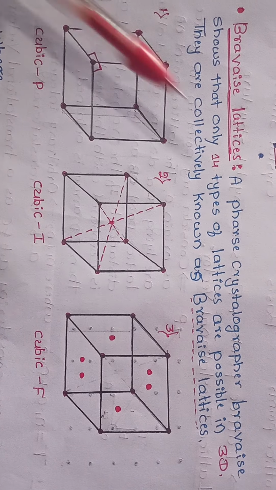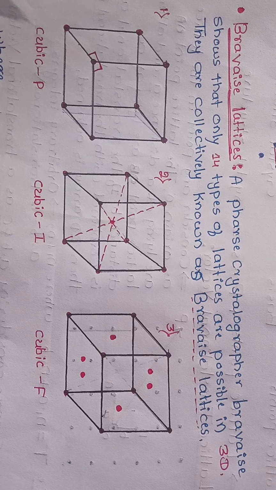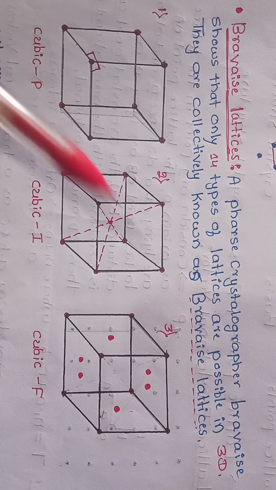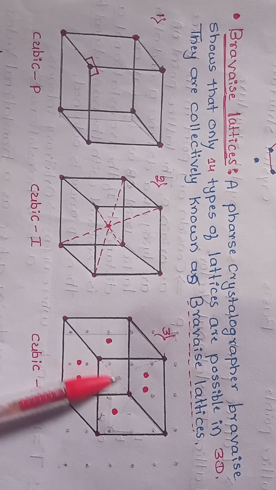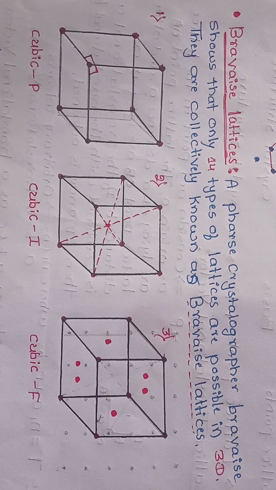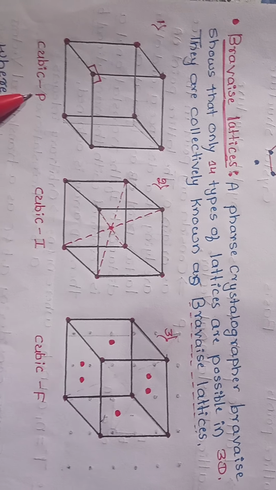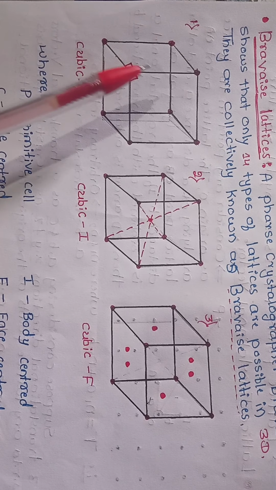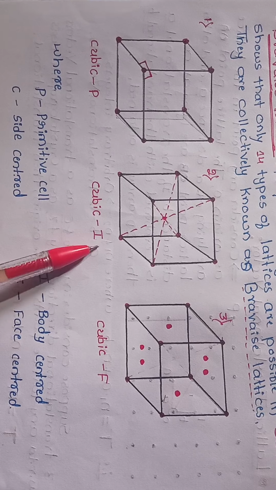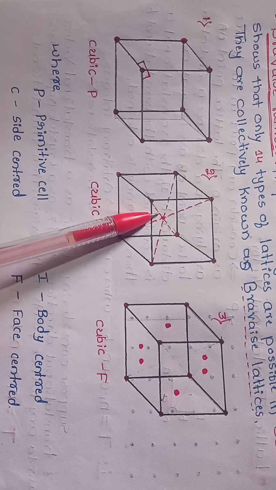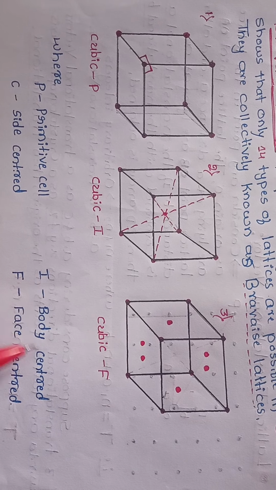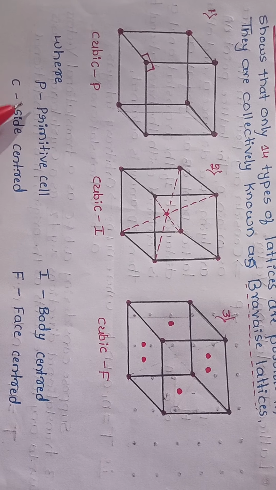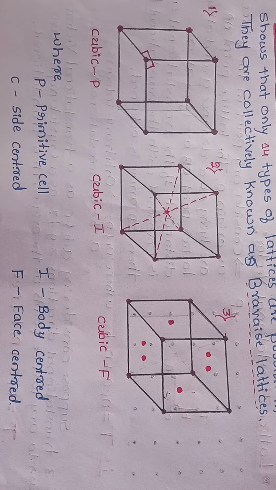Okay, this is the first Bravais lattice, that is cubic P, and this is another one, second one cubic I, third one cubic F. Here P means it is the primitive cell. I means it is body centered. And F means face centered. Okay, C means it is side centered.